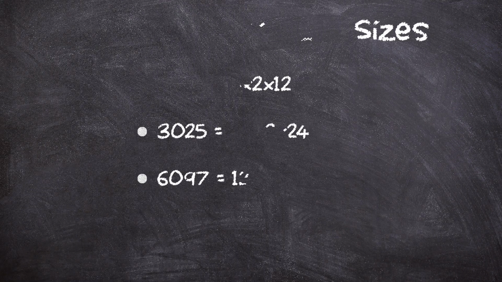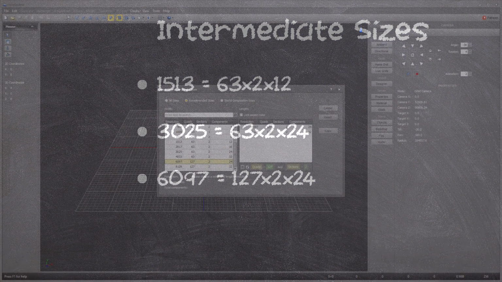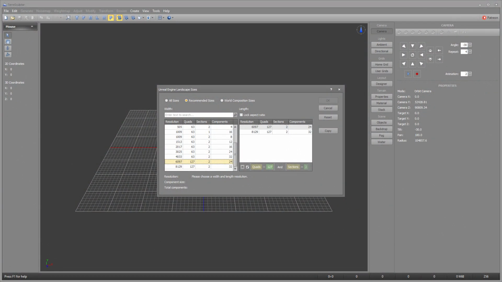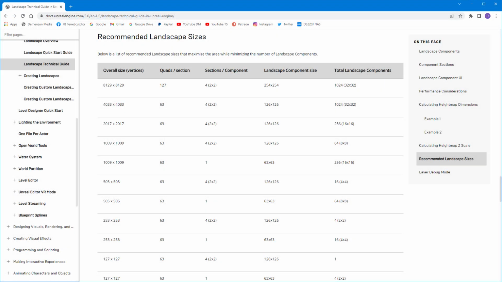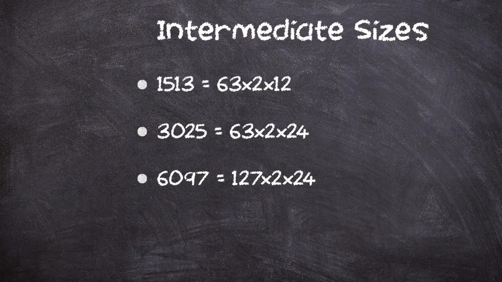There are 3 intermediate dimensions that can be used that also perform well, which are 1513, 3025, and 6097. These dimensions are also available in the TerreSculptor Unreal Engine Landscape dialog under the recommended sizes and also in the World Composition set. However, these are not on the approved list on the Epic Landscape Technical Guide documentation. They will still perform very well if you are requiring an intermediate dimension between 2 of the recommended sizes.